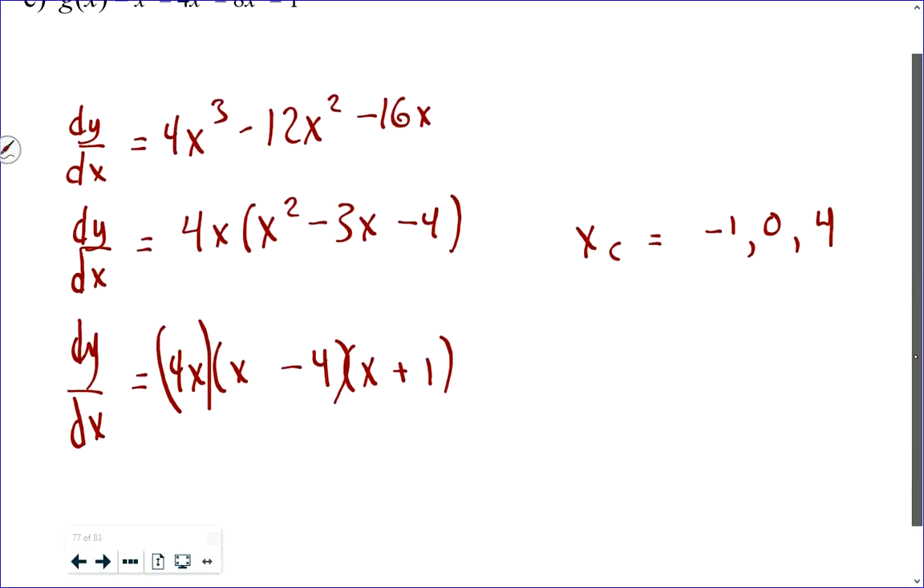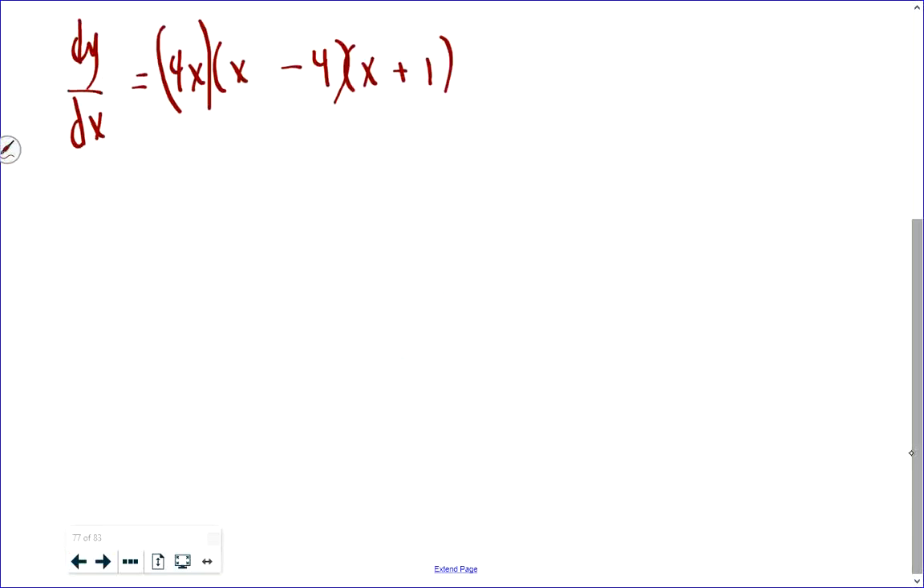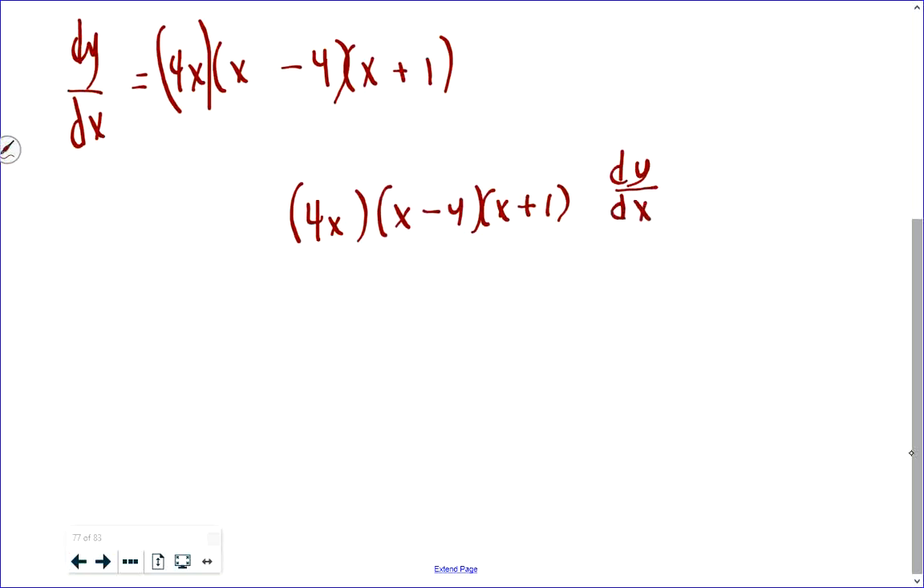And I can see that many of you are already on your way to constructing the table. Across the top, you're going to have 4x. I'm going to include the 4 with the x. I think writing a separate column for 4 and a separate column for x is probably overkill. If you want to, you can. I'm going to need an x minus 4. I'm going to need an x plus 1. I'm going to have a column telling me what they tell me about dy dx and what dy dx tells me about y.